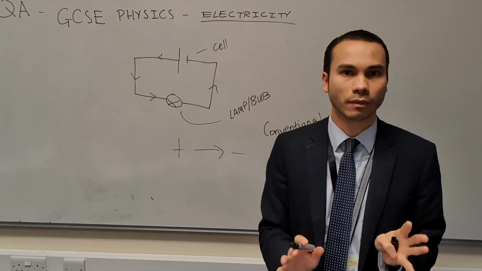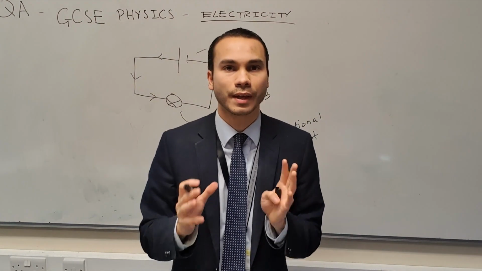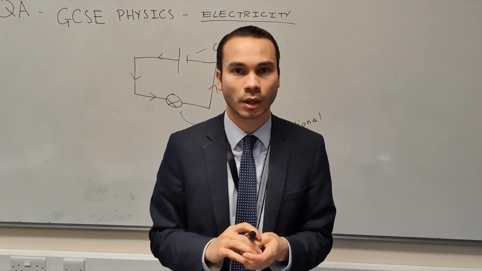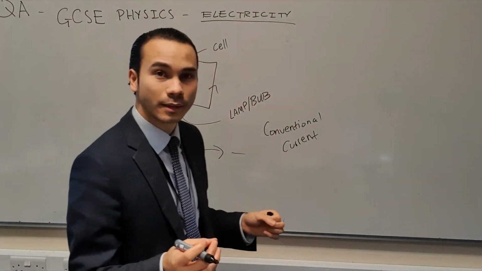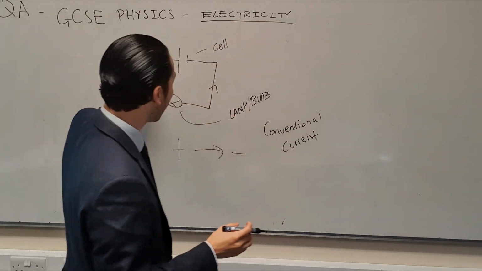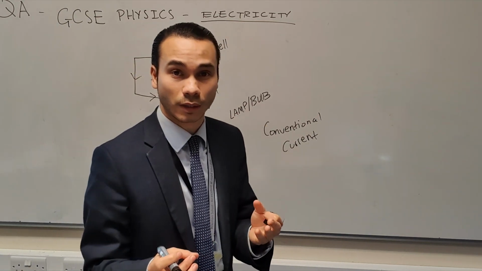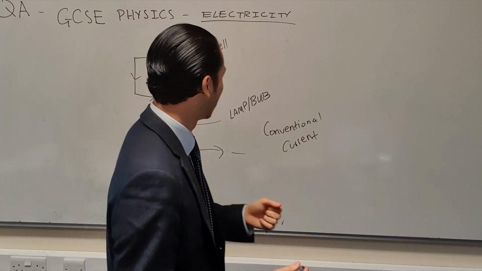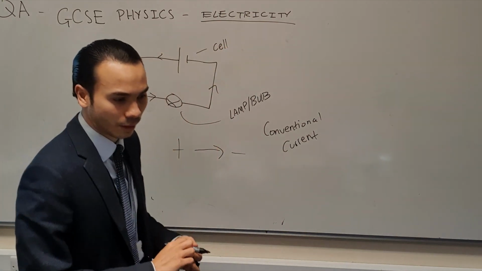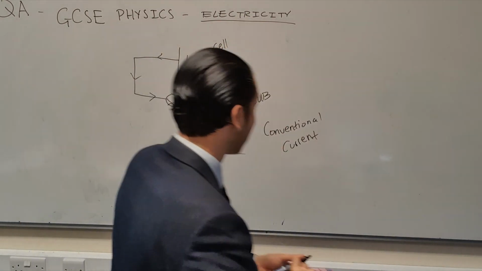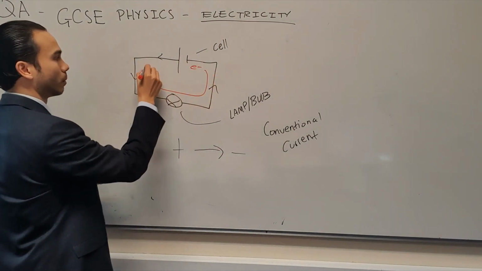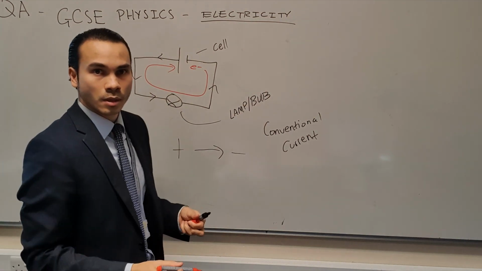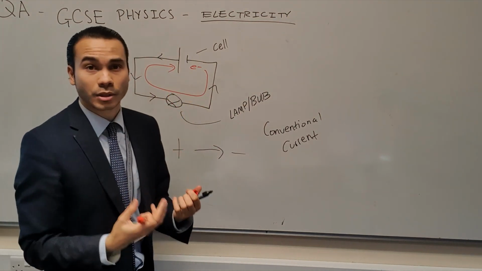However, we discovered the electron. J.J. Thomson discovered the electron. And in fact, particles that traveled around a circuit were not positively charged but were negatively charged. So in actual fact, we have electrons which go the opposite direction. And this is actually the direction of electron flow.